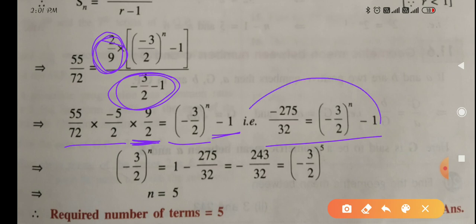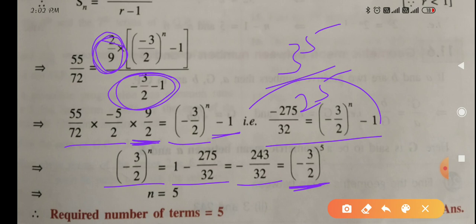This 1 also you can take to the LHS. So it will become minus 3 upon 2 to the power n equals 1 minus 275 upon 32. So after simplification, minus 243 upon 32 equals minus 3 upon 2 to the power n. Yes, you can write minus 243 as 3 to the power 5, and 32 means 2 to the power 5. So that's why they are giving minus 3 upon 2 to the power 5.